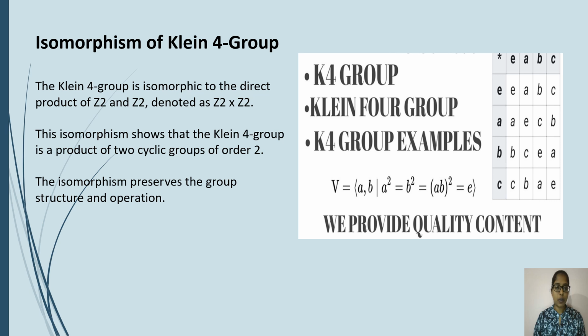Isomorphism of the Klein-4 group. The Klein-4 group is isomorphic to the direct product of Z2 and Z2, denoted as Z2 cross Z2. This isomorphism shows that the Klein-4 group is a product of 2 cyclic groups of order 2. The isomorphism preserves the group structure and operation.